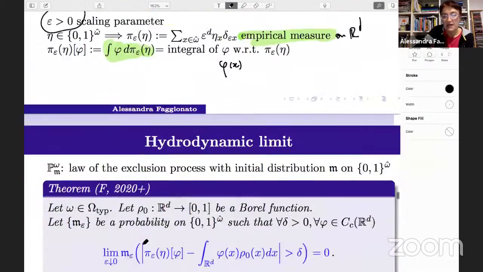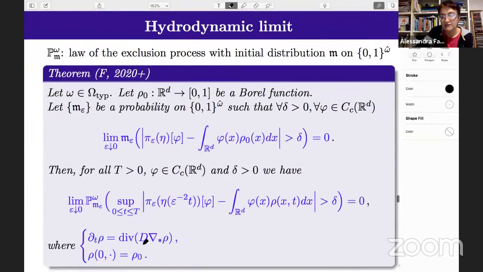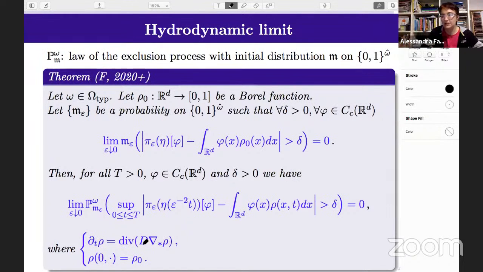And then I can state the hydrodynamic limit. We have a very general setting for the random walks, and I made two assumptions. One, which is necessary to have a well-defined exclusion process, and another assumption, which allows me to invoke the previous theorem on convergence of resolvents and semigroups. So I state the result.